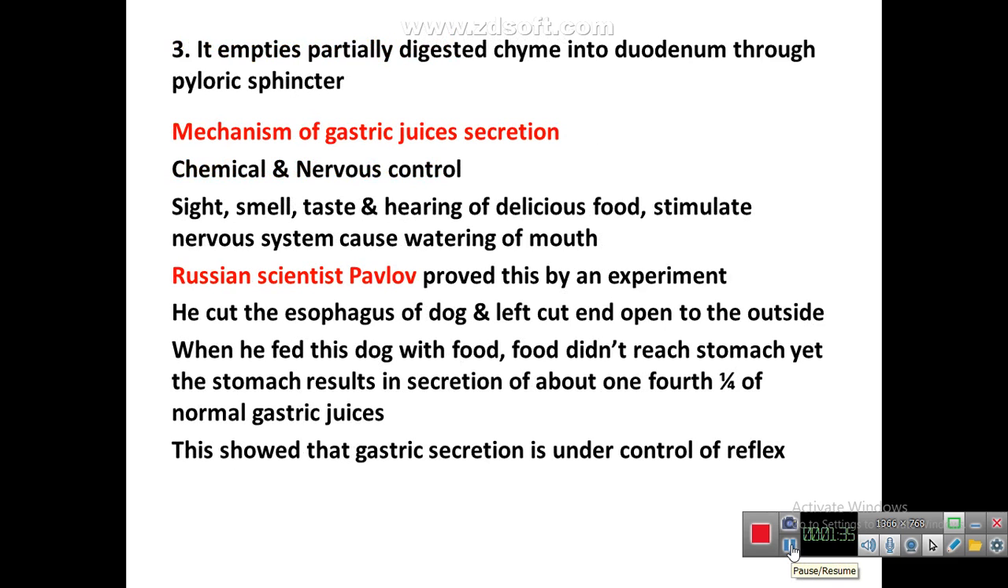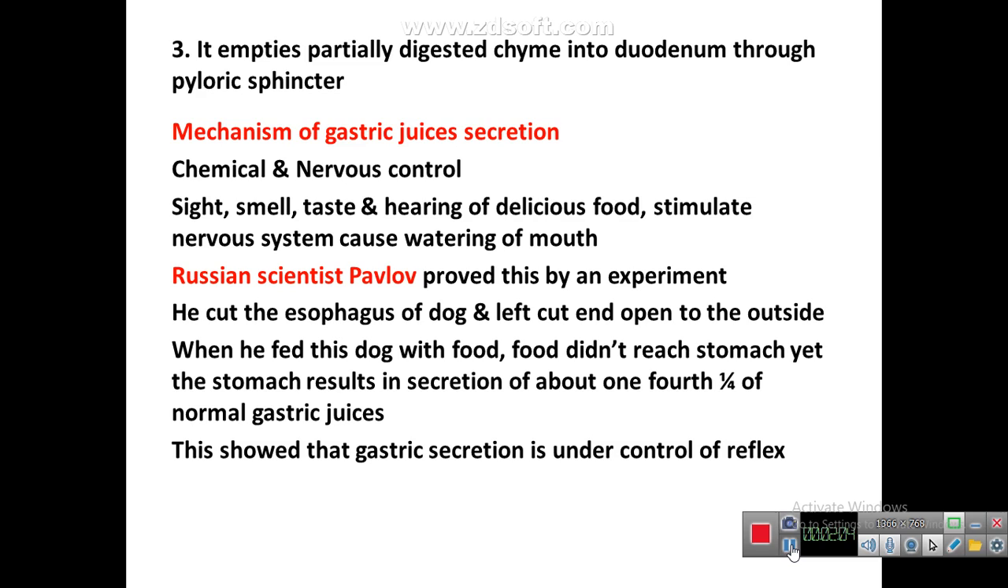Third function of the stomach, it empties partially digested chyme into the duodenum, first part of the small intestine, through the pyloric sphincter. The mechanism of gastric juice secretion is under chemical and nervous control. Sight, smell, taste and hearing of delicious food stimulate the nervous system, causing watering of the mouth.